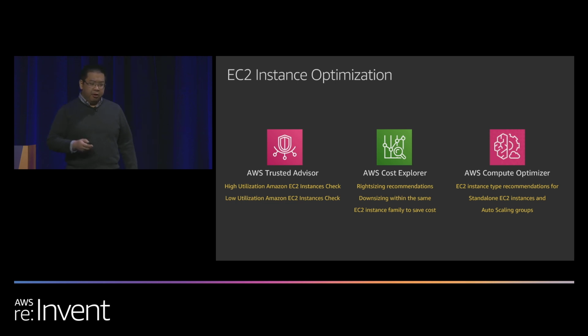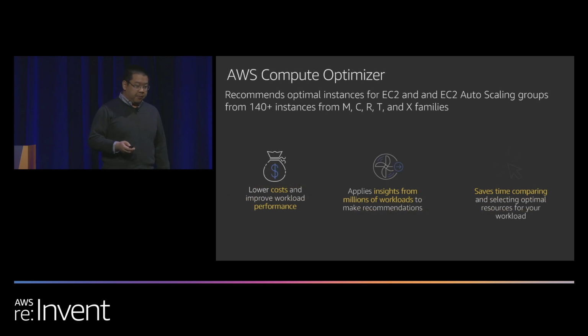Earlier this year, we took a step further and launched AWS Cost Explorer right-sizing recommendations, which helps you identify underutilized EC2 instances that may be downsized within the same instance family, and helps you quantify the potential savings, inclusive of reserved instances and Savings Plans. A lot of customers have asked us for recommendations beyond just downsizing within the same instance family, and AWS Compute Optimizer delivers functionality to help you identify the optimal EC2 instance type for your workloads.